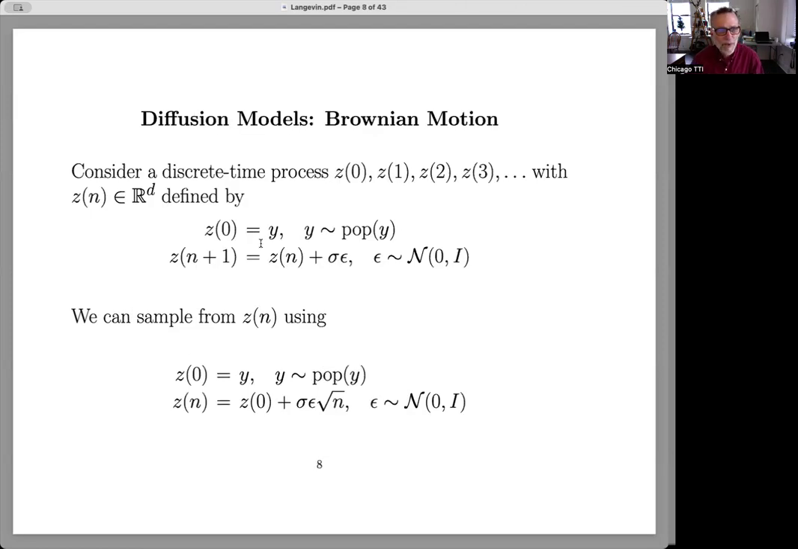So first I'm going to consider a discrete time process. We're going to have some values Z0, Z1, Z2, Z3, and these are going to be vectors.